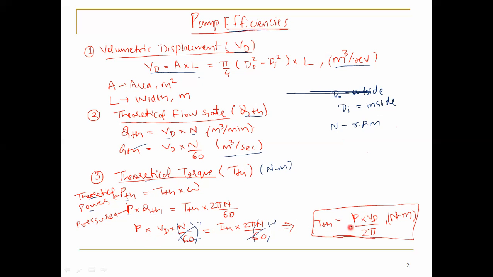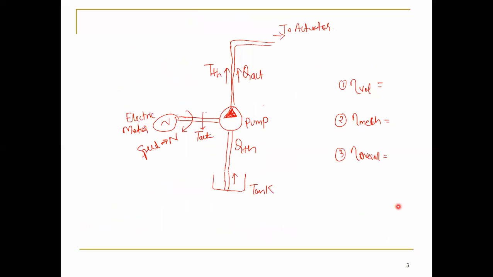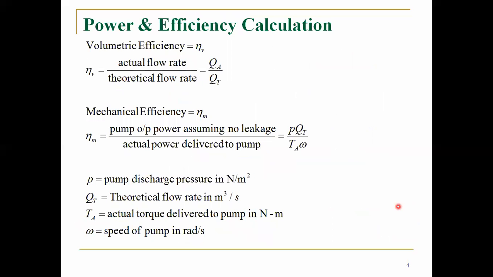So T theoretical will be equal to pressure multiplied by volumetric displacement divided by 2 pi. Torque will be in terms of Newton meter. Students, you can substitute the units: pressure is in Newton per meter square, and Vd is meter cube per revolution. Substitute that and you will get Newton meter. So these three terms we should know before going to study efficiencies. This diagram I will discuss with you later.